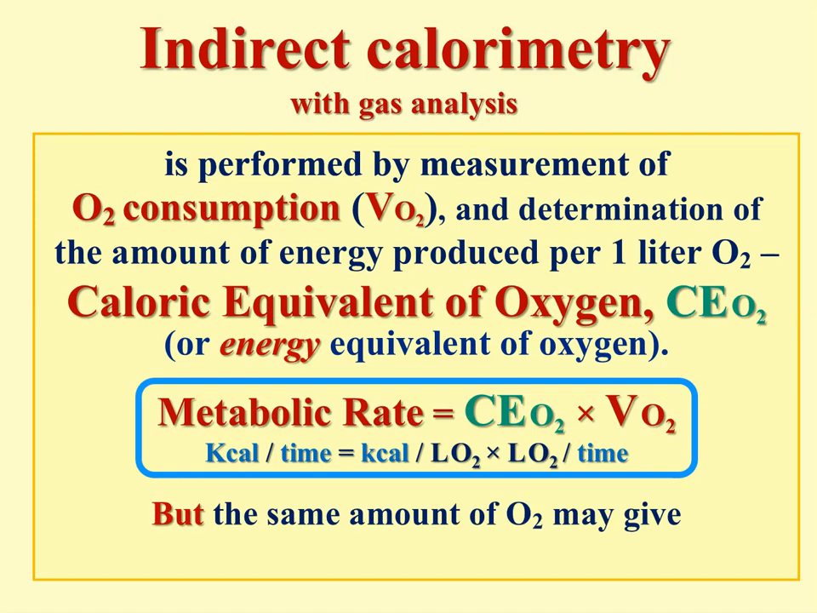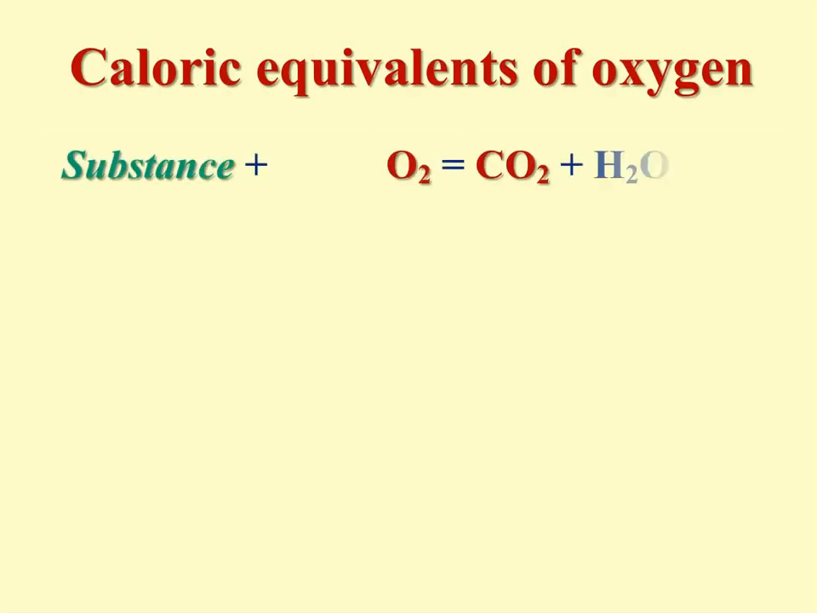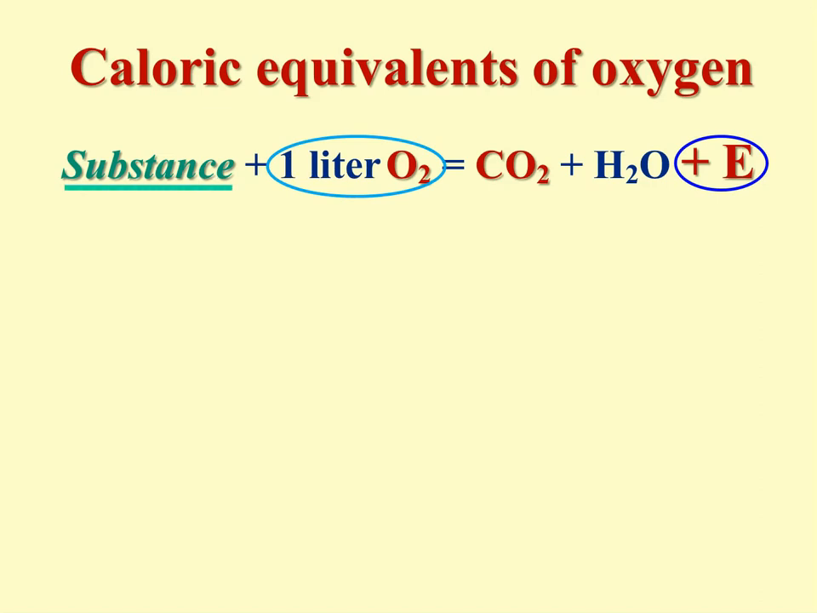And it's not very easy because caloric equivalent of oxygen is not a standard constant value. It depends on the type of substance which was oxidated by this oxygen. It can be different and it's necessary to find it. The reaction of oxidation of substances looks as follows. If we oxidate glucose, if we oxidate fats, the end products are the same: carbon dioxide and water, and of course energy. So the amount of energy released by 1 liter of oxygen can be different depending on the substance.